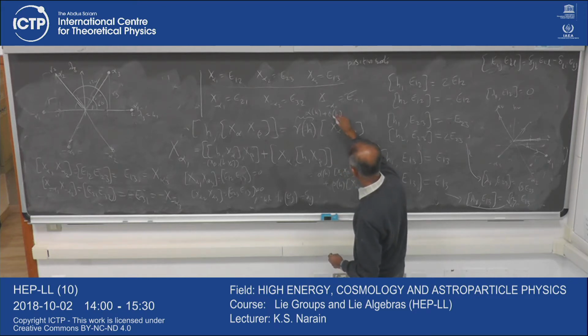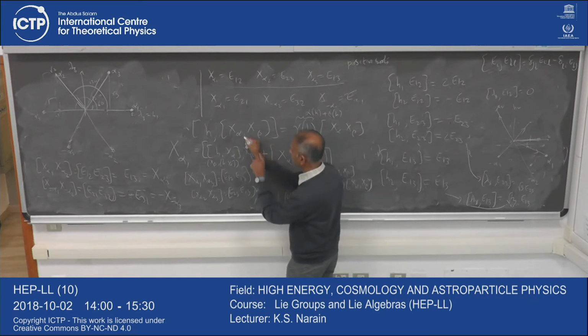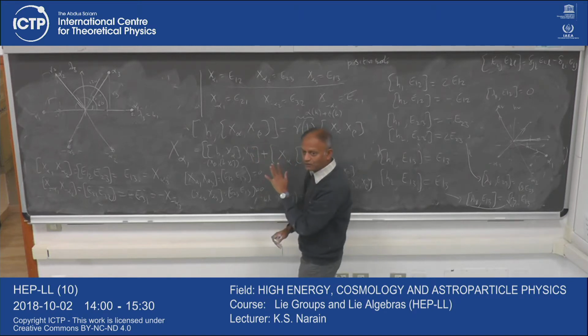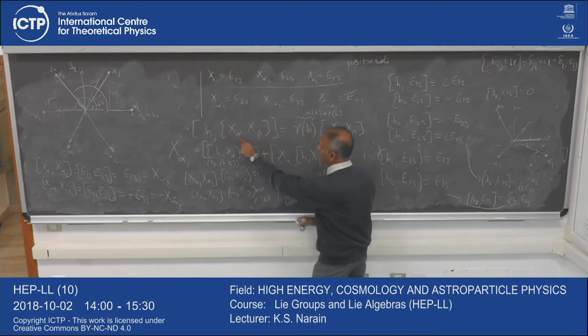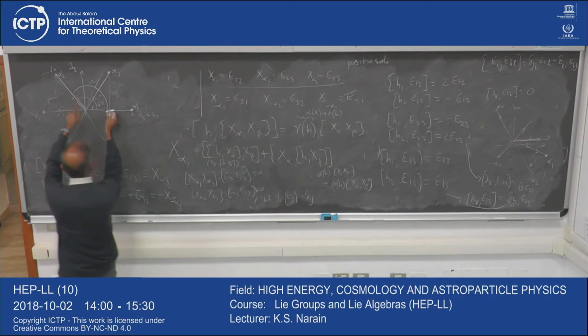Okay. So two things we learn. We learn that if this is an eigenstate and that's an eigenstate, the commutator is again also an eigenstate. And secondly, we also know the eigenvalue. The eigenvalue is simply the sum of the eigenvalues of this and that. This is the alpha n. Okay. This is the reason why this happens.